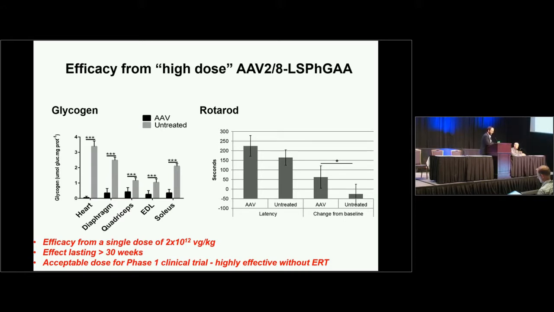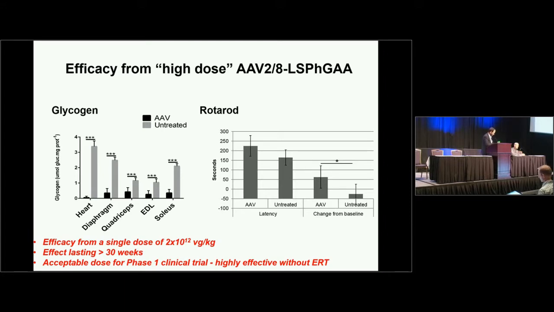And then for high dose, so-called high dose, 2 × 10 to the 12th vector genomes per kilogram, following the mice for 30 weeks, we'd see a very nice correction of glycogen content across the muscles, greater than 50% in each. And then we saw an improved function. These mice with Pompe disease start to have decreased rotor rod performance after about 6 months of age. So we can see improvement in terms of the change for the rotor rod over time, having given the gene therapy in comparison with the untreated animals. This would be an acceptable dose for a phase 1 clinical trial.